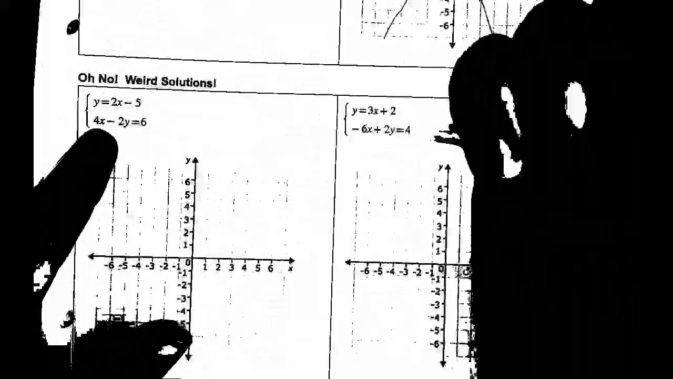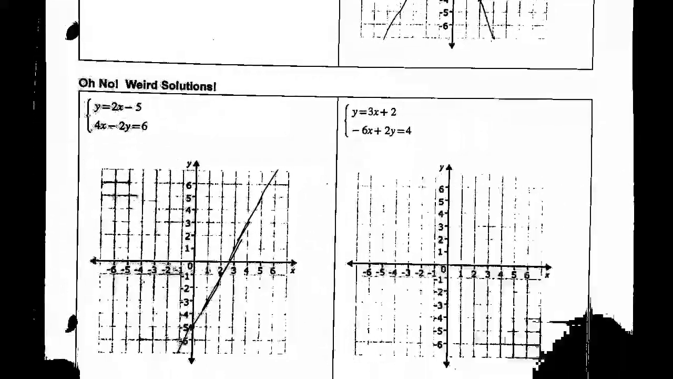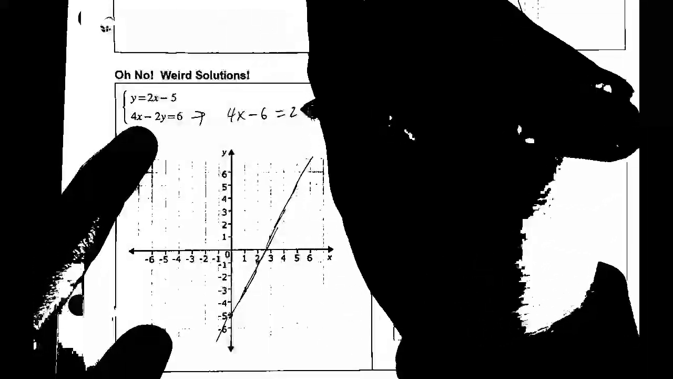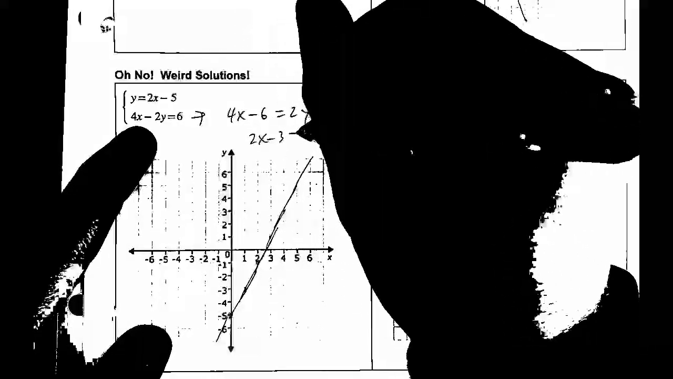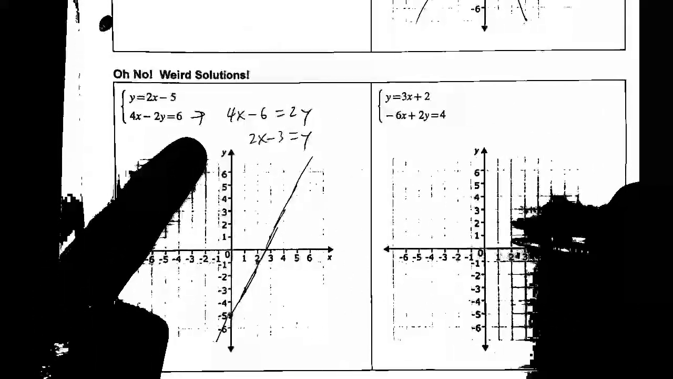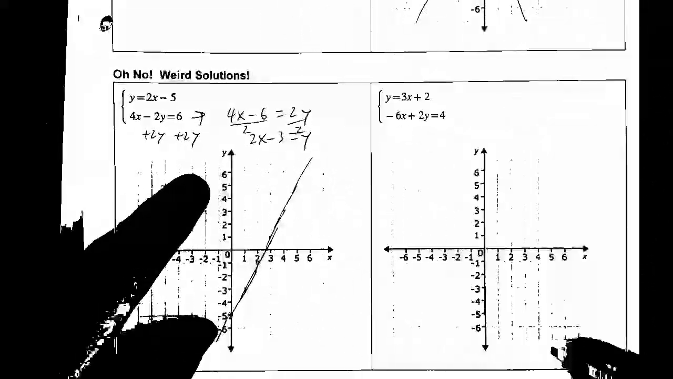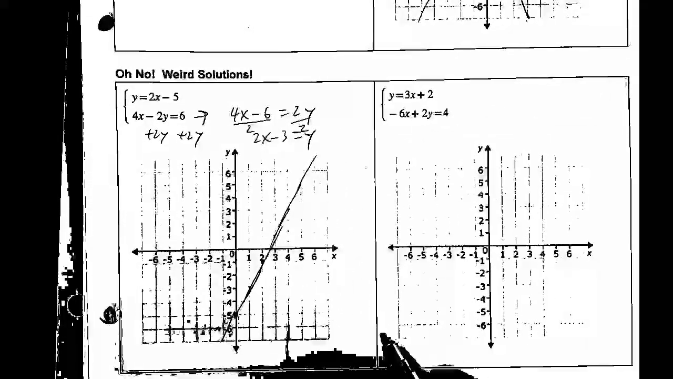Okay, so weird solutions. Let's go ahead and graph y equals 2x minus 5. That's y-intercept of negative 5, and then a slope of 2. And then we've got the second one. We're just going to get y alone here. So 4x minus 6 equals 2y. 2x minus 3 equals y. Right? What I did there was just add the 2y over, and then I divided by 2. So this is plus 2y, and then I divided by 2 both sides. So it's 2x minus 3.